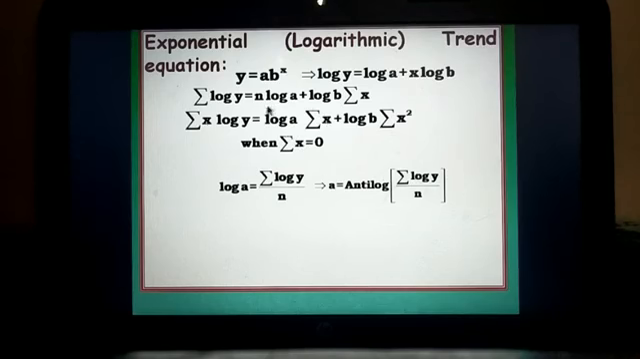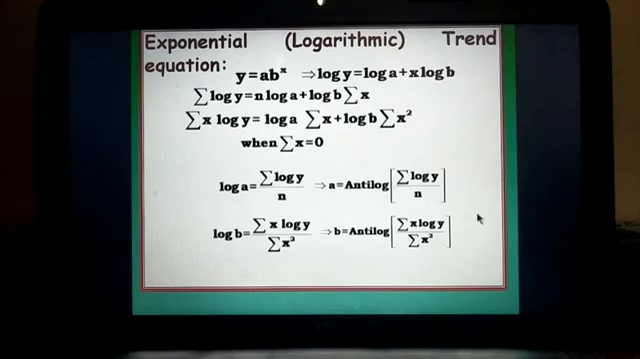And then here, this term goes to 0, and with the remaining one, log b is equal to summation of x log y divided by sum of x square, and b, if you have to calculate, it will become antilog of this. So we have got a, we have got b, or else in terms of log a and log b also we have got. So a and b can be substituted in this equation, or else log a and log b can be substituted in this equation in order to find out either y values or log y values as trend values.